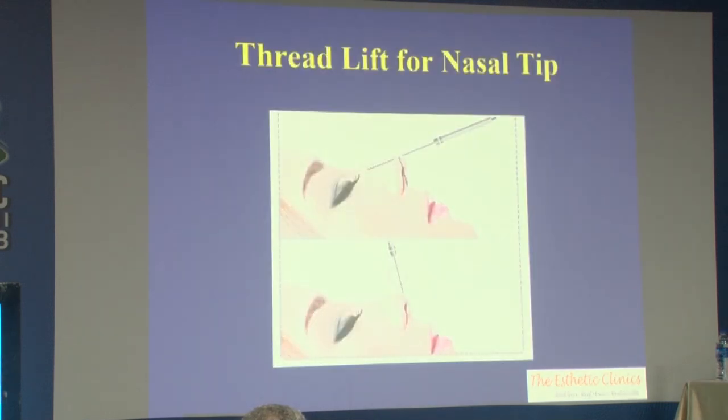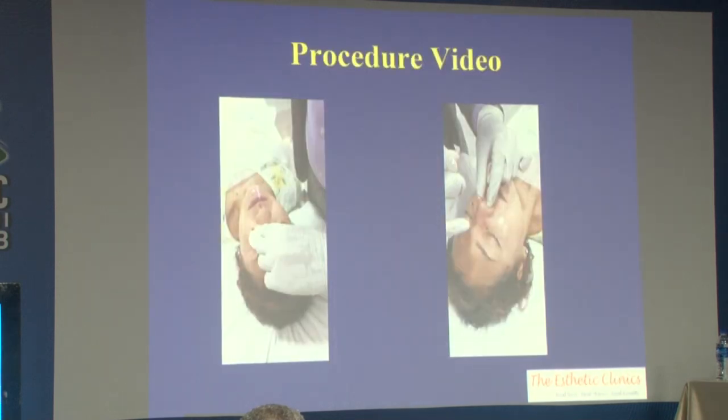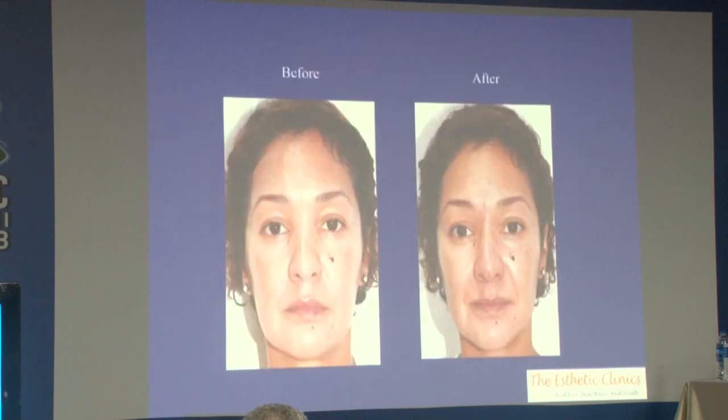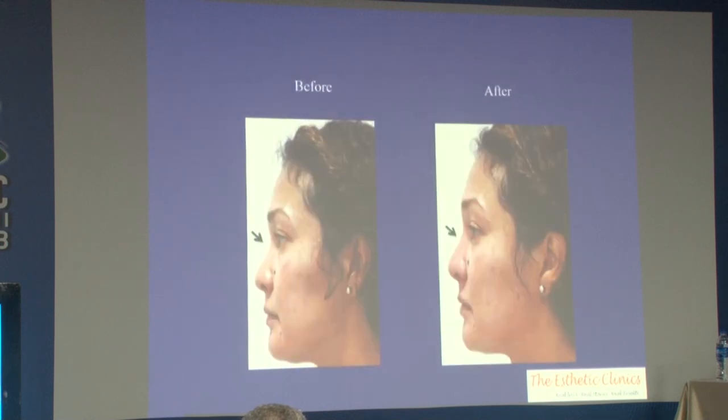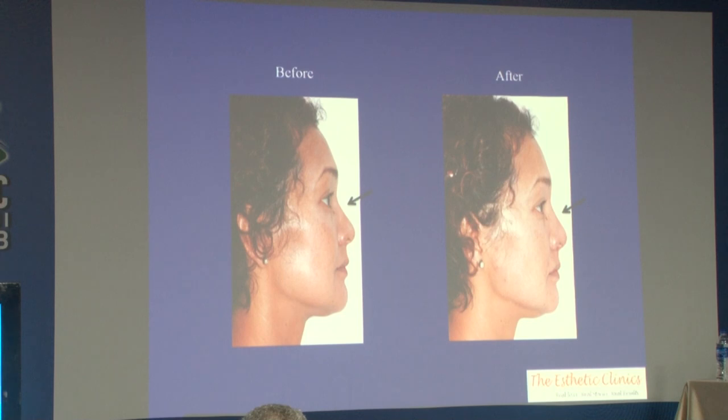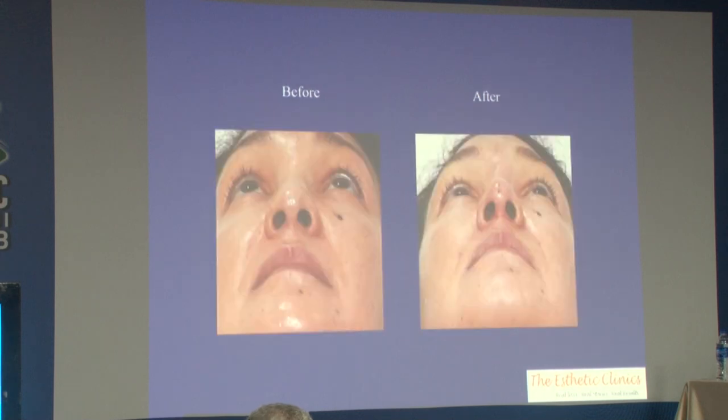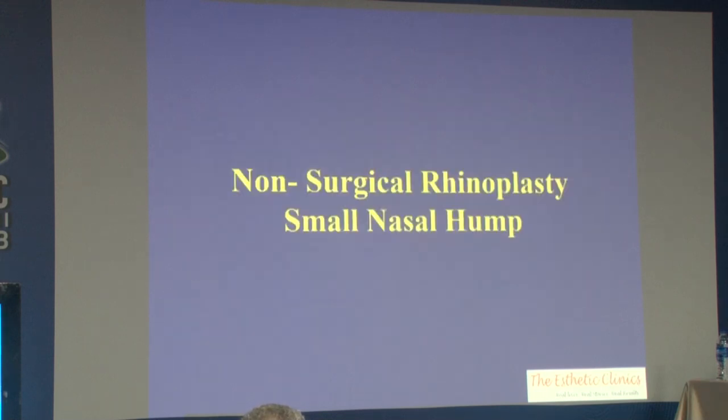We can also do threads for these. And when you put threads into the nose, you can actually lift the nose up. Again, I don't think I have time to show you procedure videos. You've already seen what threads look like. But those are the sort of results that can be created and the nose changed non-surgically. You can see how it's become much more conical from the base and how the nostrils have become much more apical as opposed to the earlier patient.